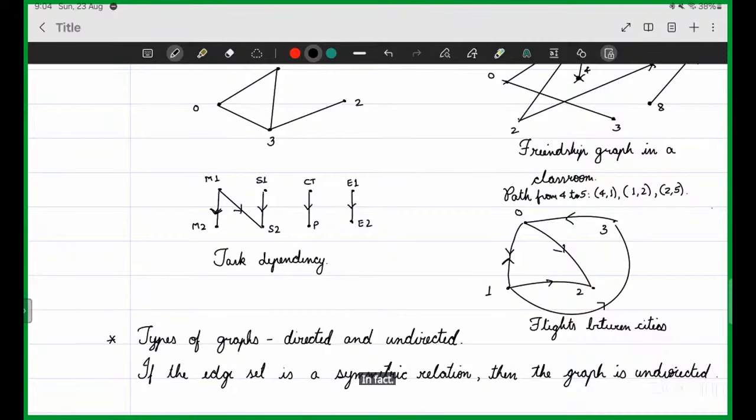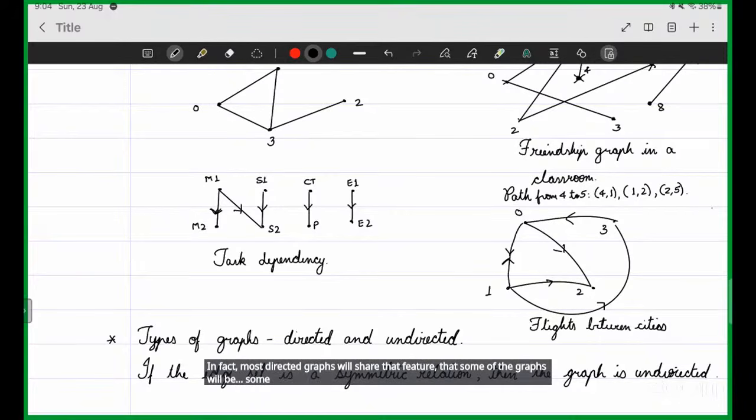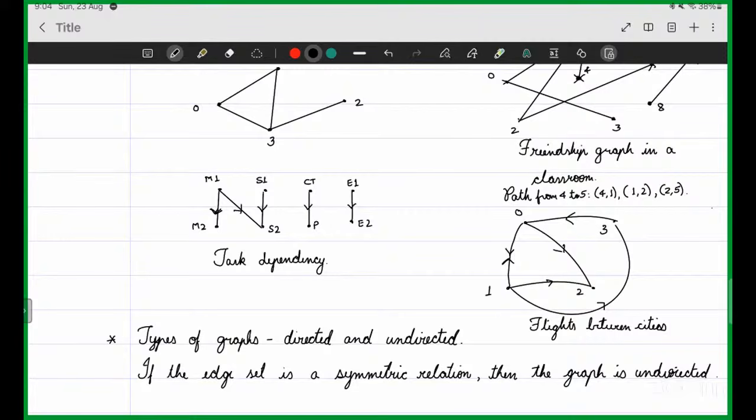In fact, most directed graphs will share that feature, that some of the edges will be bidirectional and some of them won't be. In a realistic flights between cities, I would assume most edges will be bidirectional.